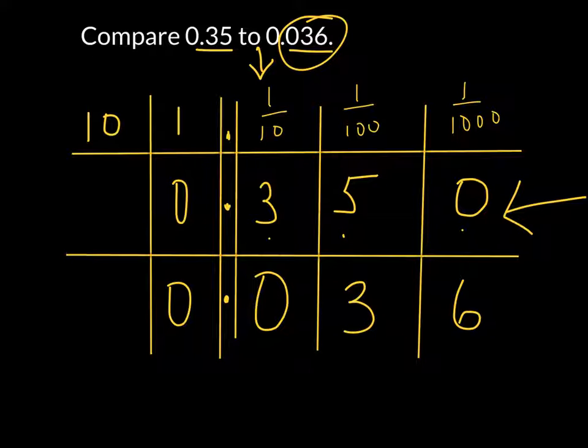So I'm going to write it: 35 hundredths is greater than 36 thousandths.